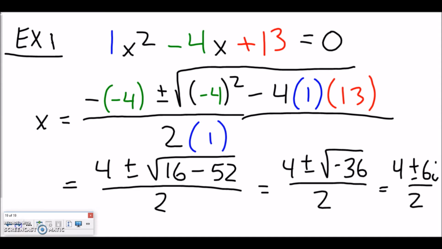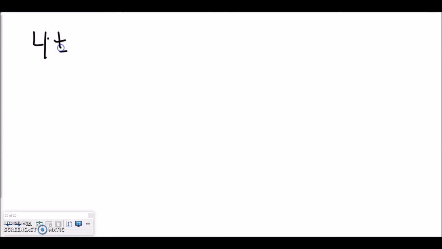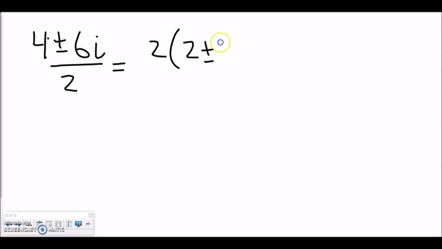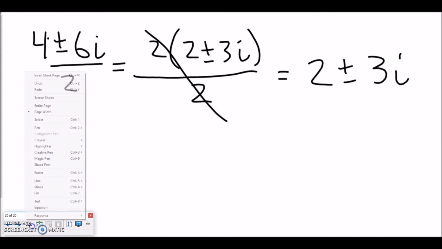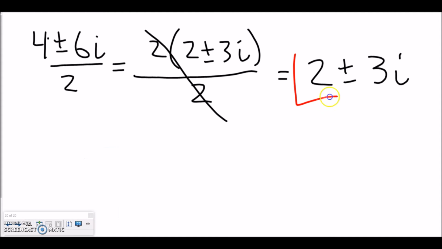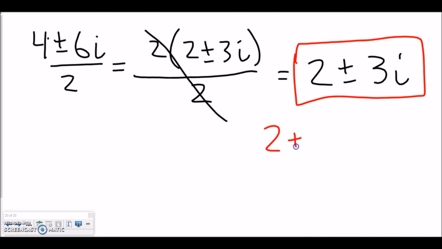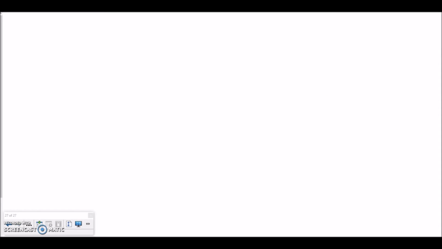And if I go to my next slide, 4 plus or minus 6i over 2, you should see you can GCF a 2 out of the top, and those 2's cancel. So my exact answer is 2 plus or minus 3i. What if we had to type this into Canvas? 2 plus 3i, comma, 2 minus 3i. Pretty easy. All right. Another example, example 2.